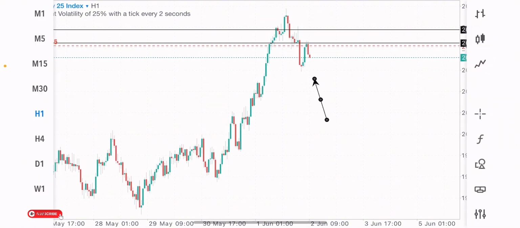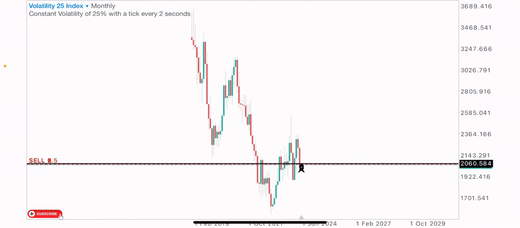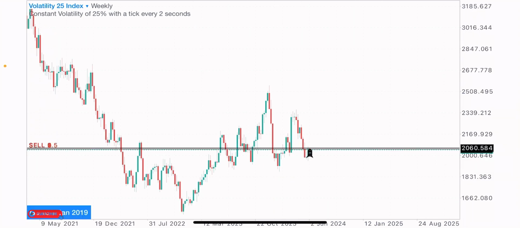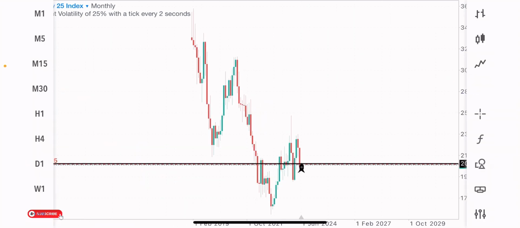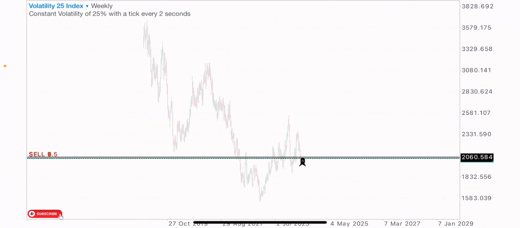So coming to a higher time frame, because you guys know that when you want to analyze the market, when you want to look for opportunities, I start from a higher time frame, and this high time frame can be the weekly time frame, the monthly time frame, or the daily time frame. So here I would want us to analyze this index starting from the weekly time frame.